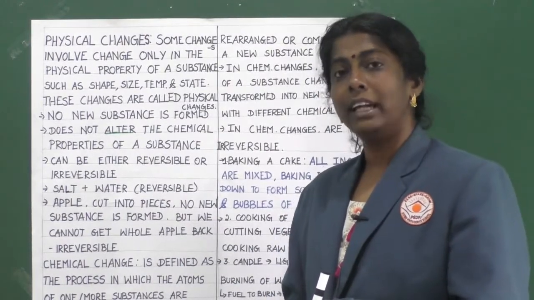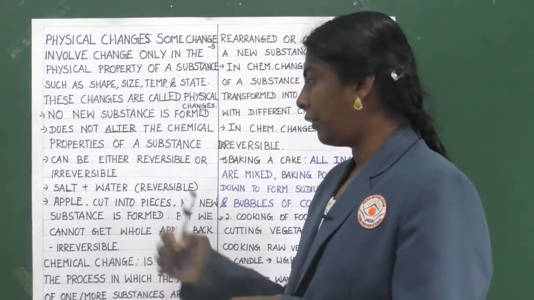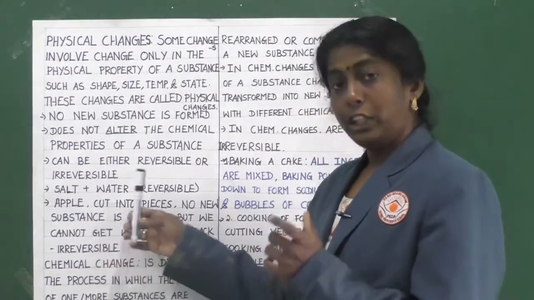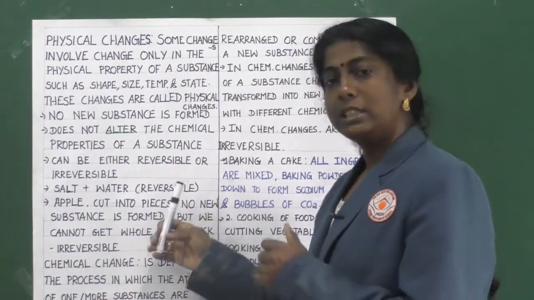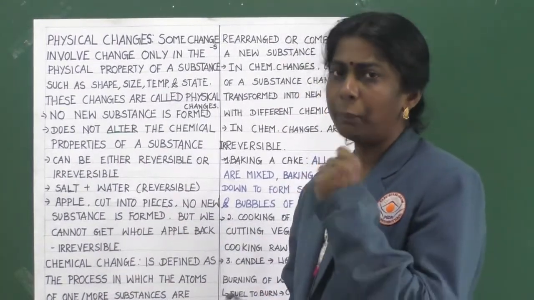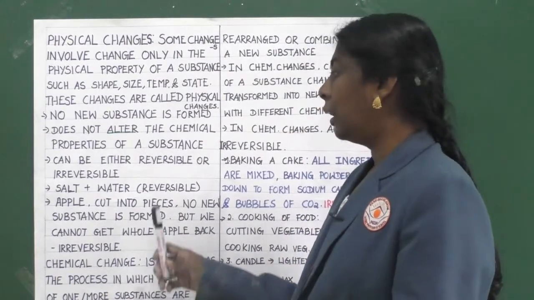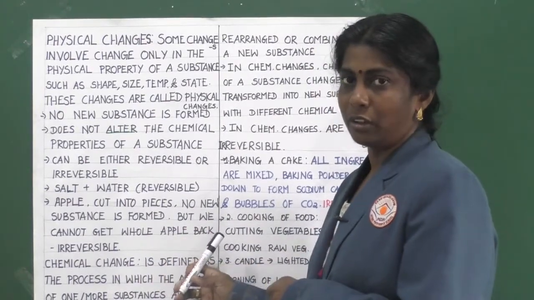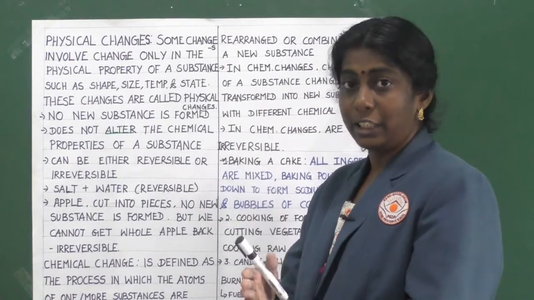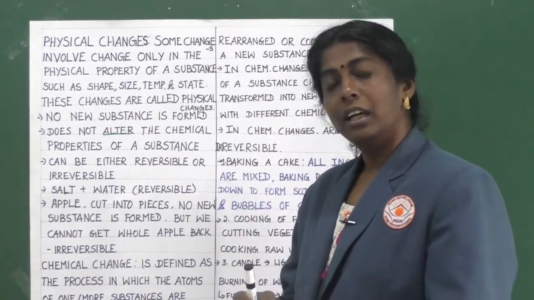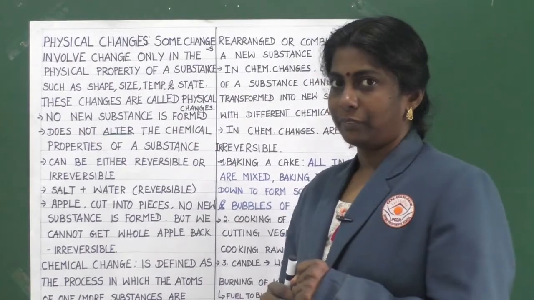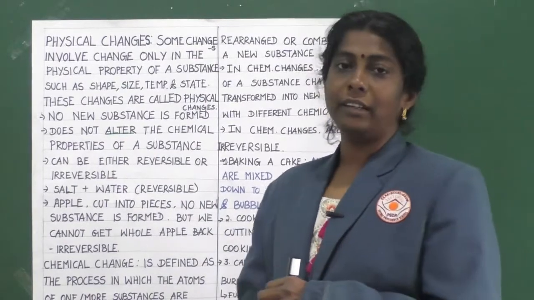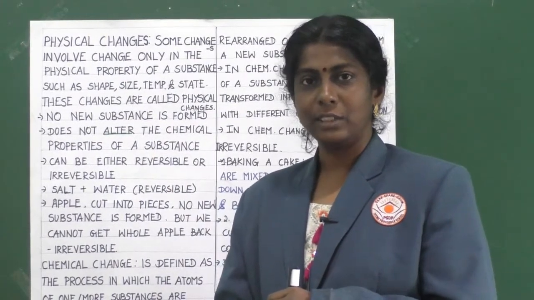Then next thing is about irreversible change. So, what do you mean by irreversible change? An example, if you take an apple and cut it into pieces, then no new substances form. We will be getting small pieces of apple, is it not? But we cannot get the whole apple back, is it not? Once we have cut it into pieces, we will be getting small pieces of apple. So, this is one example for irreversible change. Clear, students? Yes.